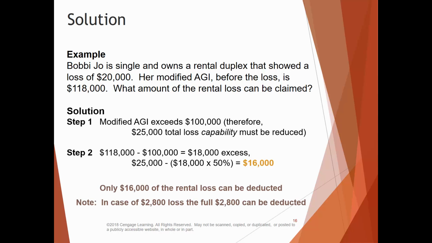So 18,000 excess, 18,000 times 50%, so she loses 9 grand of capacity. 25 minus 9, she can take 16. And then the second question asks, what if she only had $2,800 of loss? She would roll 2,800, right?